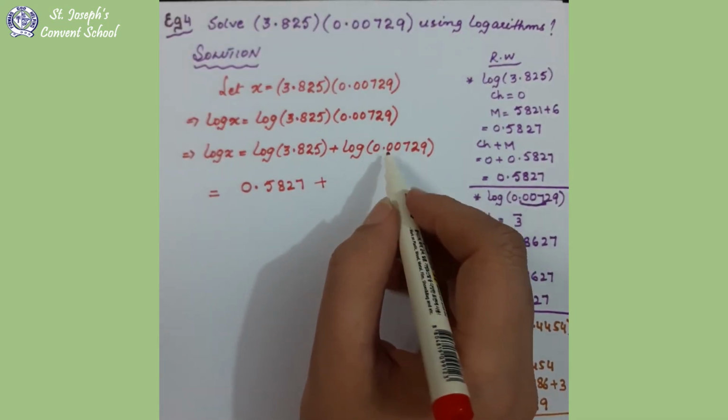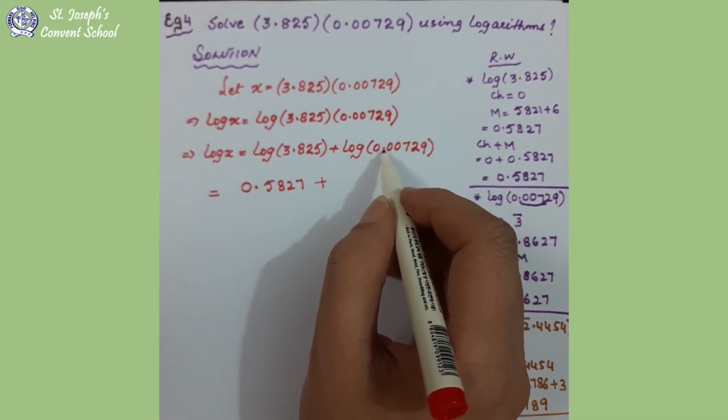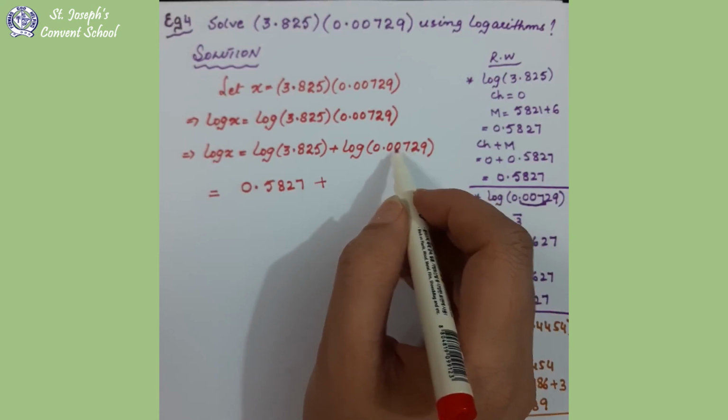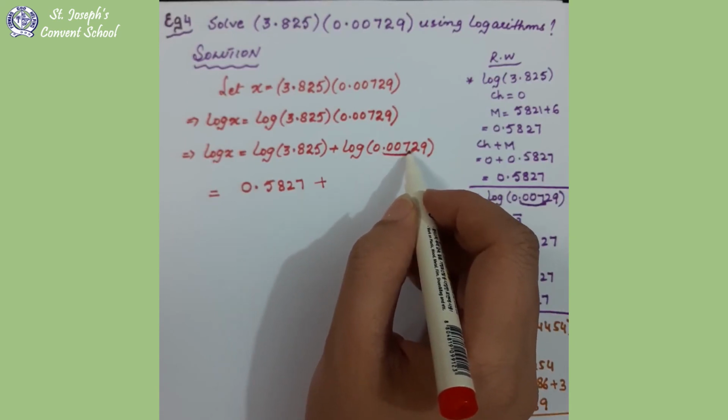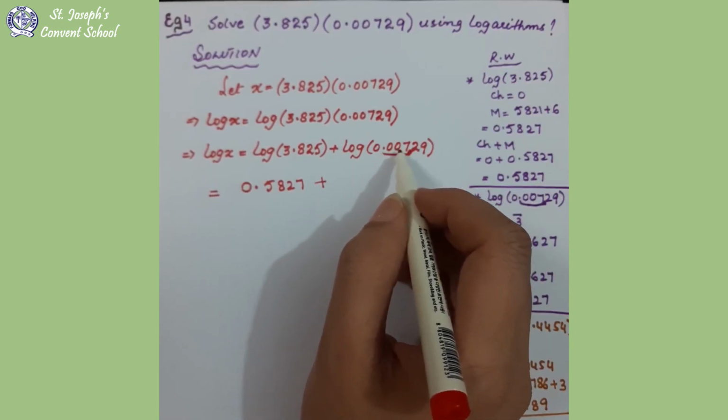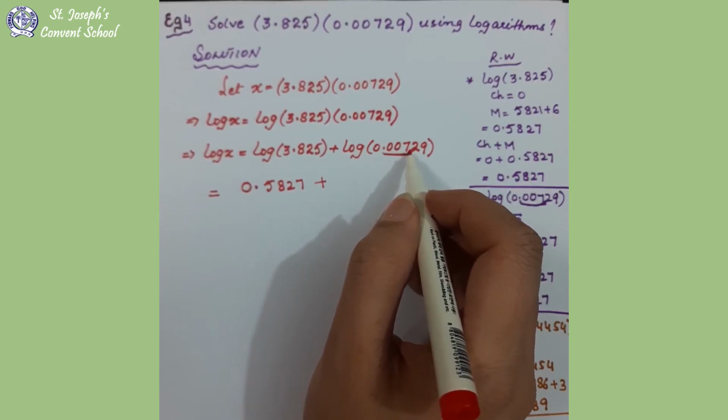Now in this case you can see decimal is not after first non-zero digit. This is 0, this is 0, this is non-zero, so decimal will come after this. So this decimal you have to shift after this. So you are shifting 1, 2, 3 places, and this number is smaller than 1. So if number is smaller than 1, it means that characteristic is negative.